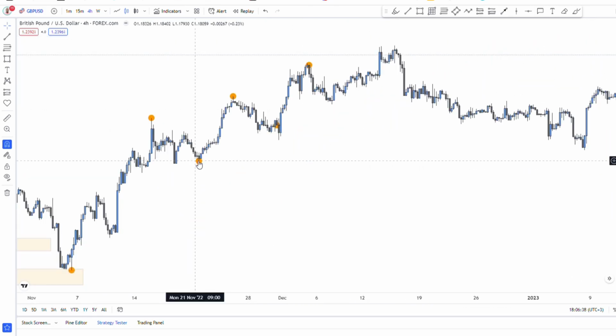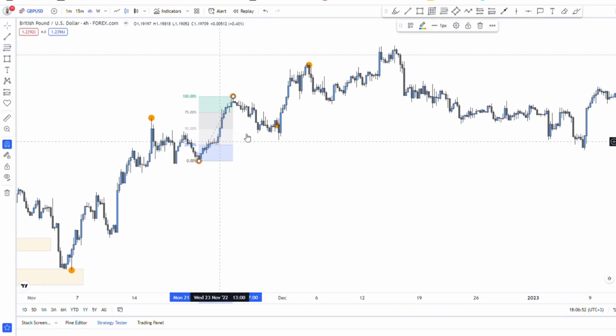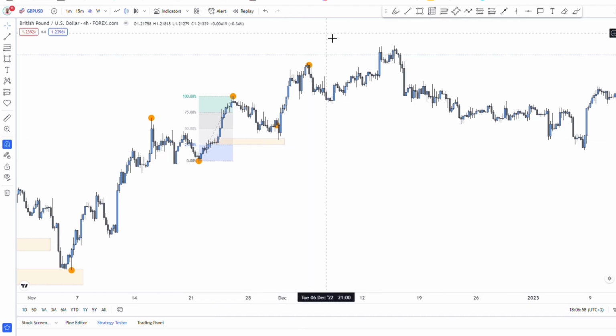Similarly, we have another retracement. We have a price range between this point and that point. And if we use our fib tool, then we can see that price has responded to this demand zone here, which is also at the discounted price zone. And then we have a sell-off.